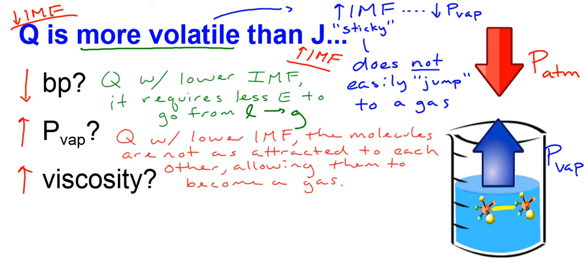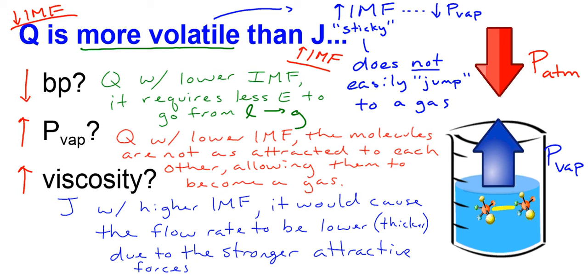For a greater vapor pressure, it would also be Q, because if Q is more volatile, then it also has a higher vapor pressure. They're basically synonyms, but with a lower IMF, the molecules are not as attracted to each other. So again, they are able to escape and become a gas easier. So they create a greater vapor pressure, greater pressure on the surface of the liquid, because of that lower IMF.